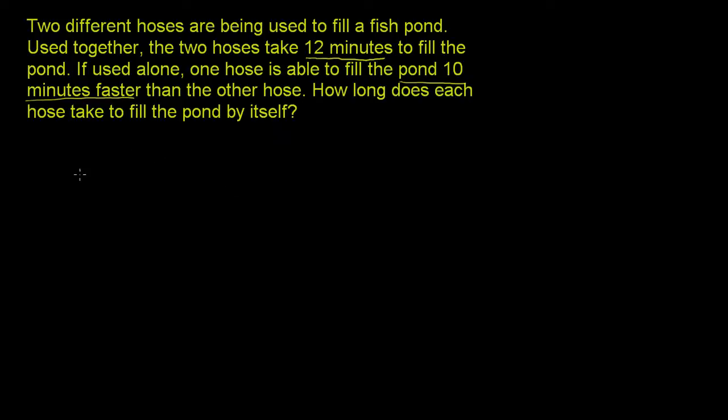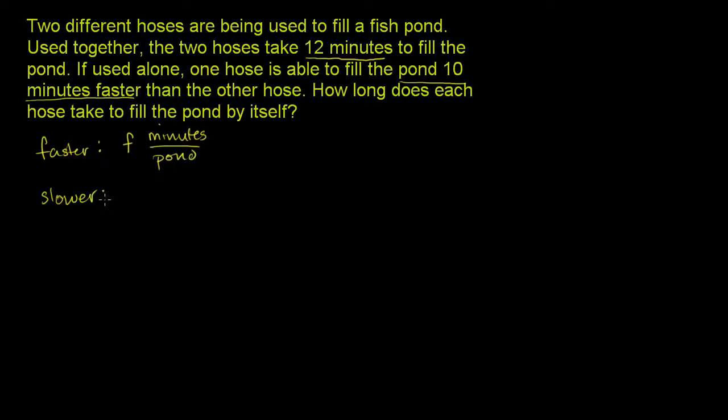So let's think about each of the hoses. We have a faster hose, and then we have a slower hose. And let's say that the faster hose fills the pond in f minutes per pond.